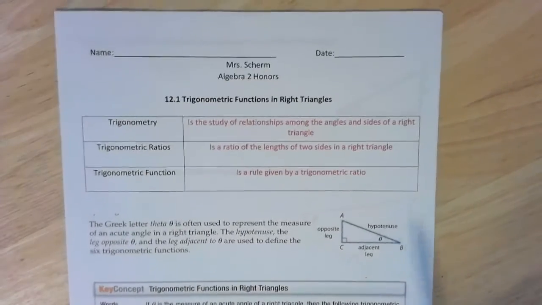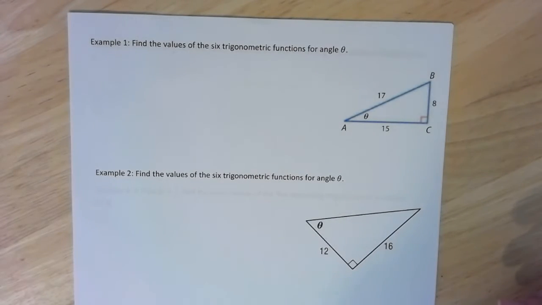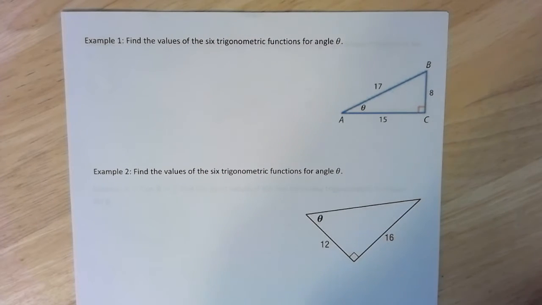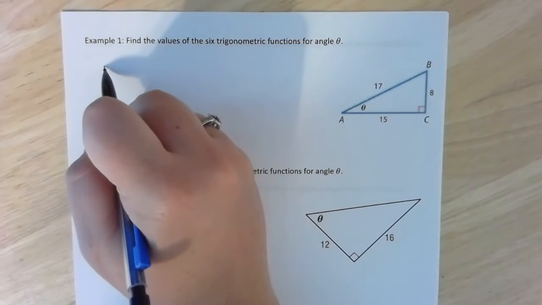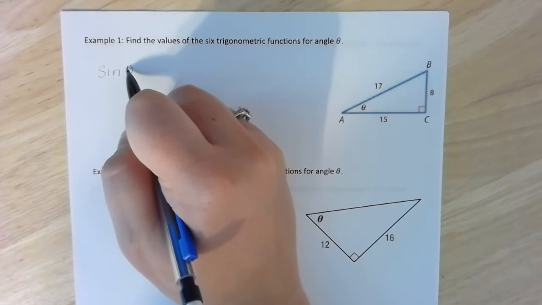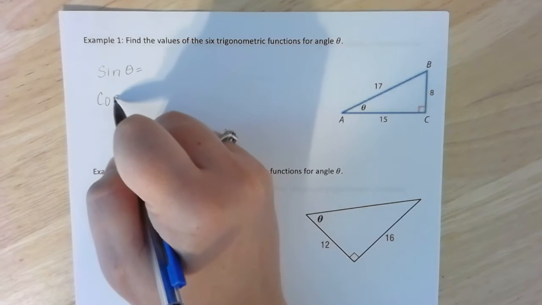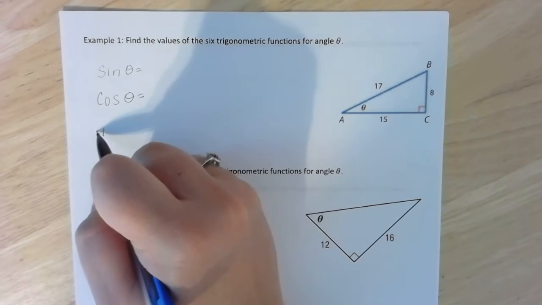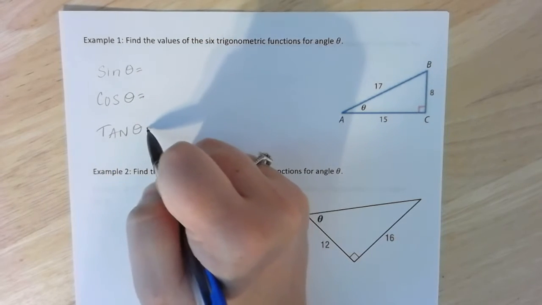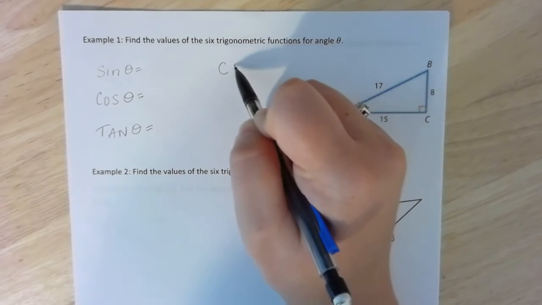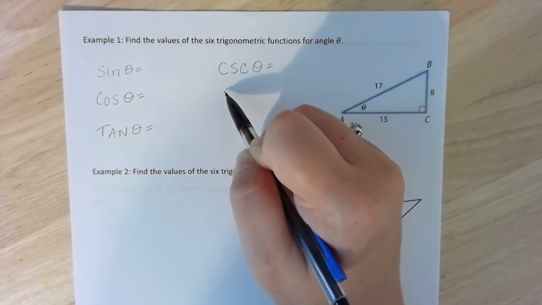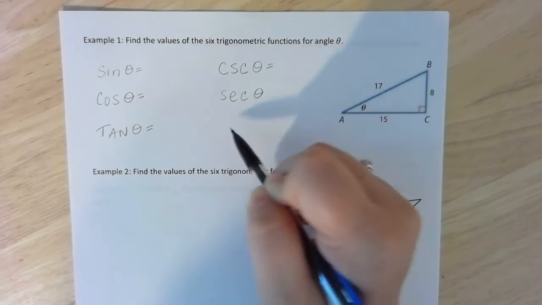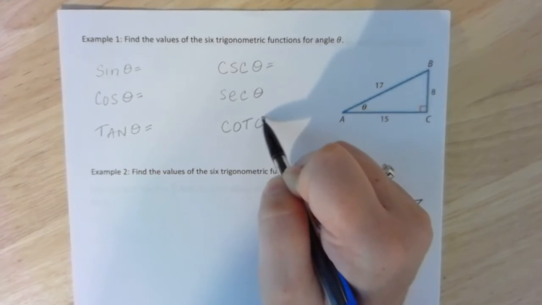All right, let's look at example 1. We're going to have to do 6 trig functions. Find the value of the 6 trig functions for the angle theta. So we're going to set this up. We have to do all 6, so I like to write them out first. So I have to do sine theta, cosine theta, tangent of theta, cosecant of theta, secant of theta, and cotangent of theta.